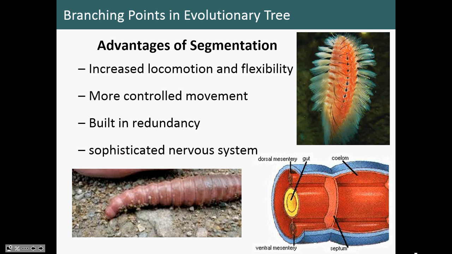It also allows for more sophisticated nervous system, because if each segment has independent innervation and control, then we can start to communicate on a finer scale, increase sensory perception, those kinds of things. So segments have a next step evolutionarily in terms of how they can perceive and interact with the world.